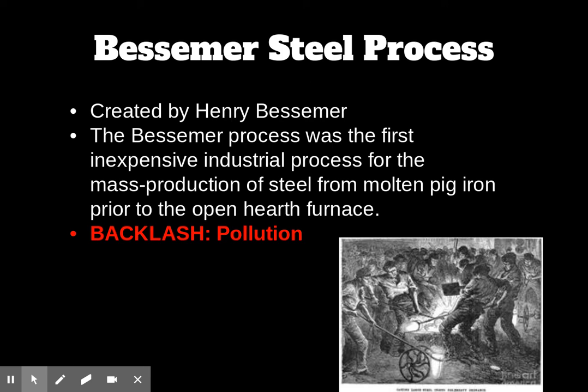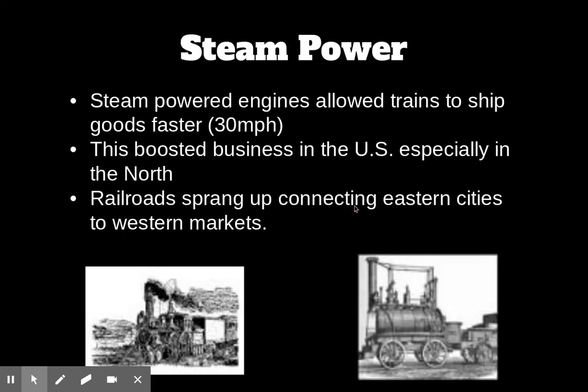Before this, the main metal that was being used was iron, and iron is really brittle, so it breaks easily. But steel is a much stronger metal, so it's going to allow for a lot more machines to be used and for those machines to be used more effectively. So the Bessemer steel process is just a mass production process for producing steel.